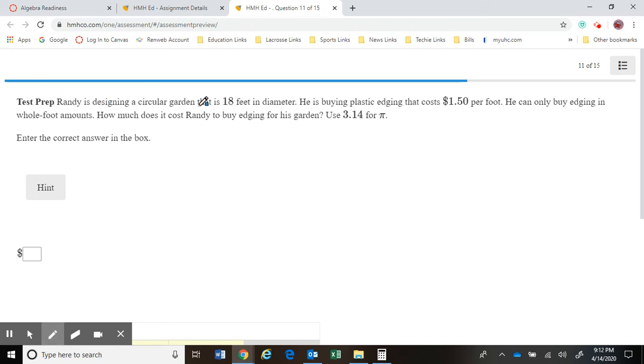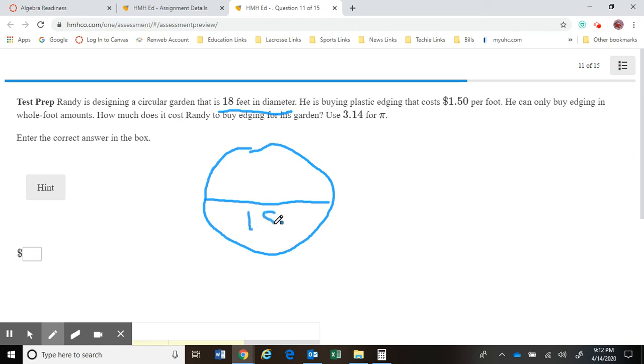All right. Randy's designing a circular garden that is 18 foot in diameter. So I've got a circular garden here. Okay. And it's got an 18-foot diameter. And he's buying plastic edging that costs $1.50 per foot. And he can only buy edging in whole foot amounts. So how much does it cost Randy to buy edging for his garden and use 3.14 for pi?